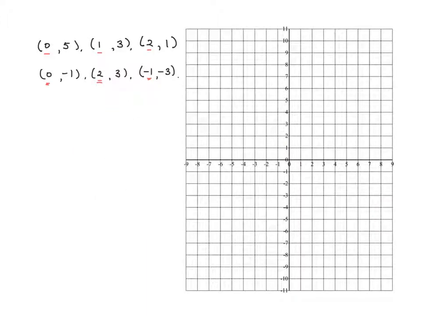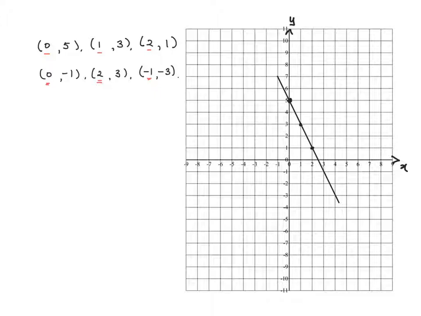So we've got 2 sets of 3 points, and what we want to do now is to plot these points. So the first set, 0 along 5 up. We should of course label our axes y and x. 0, 5, 1 along 3 up, and 2 along 1 up. And if we draw a line through that, this is what it looks like.